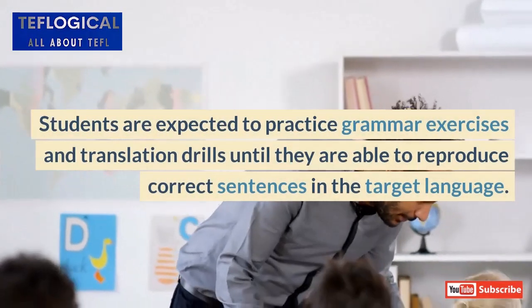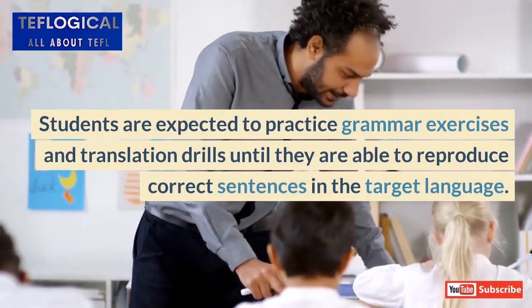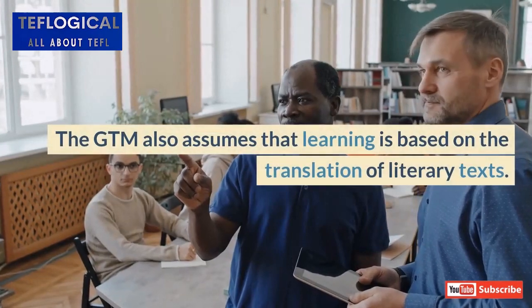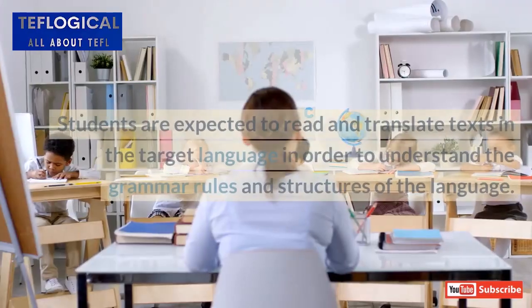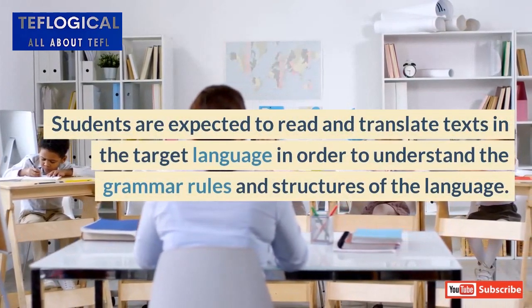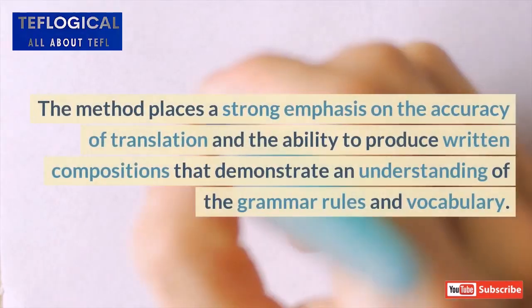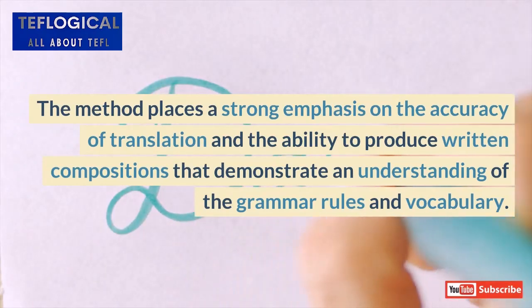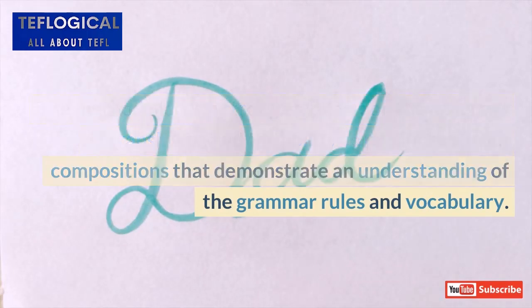Students are expected to practice grammar exercises and translation drills until they are able to reproduce correct sentences in the target language. The GTM also assumes that learning is based on the translation of literary texts. Students are expected to read and translate texts in the target language in order to understand the grammar rules and structures of the language. The method places a strong emphasis on the accuracy of translation and the ability to produce written compositions that demonstrate an understanding of the grammar rules and vocabulary.